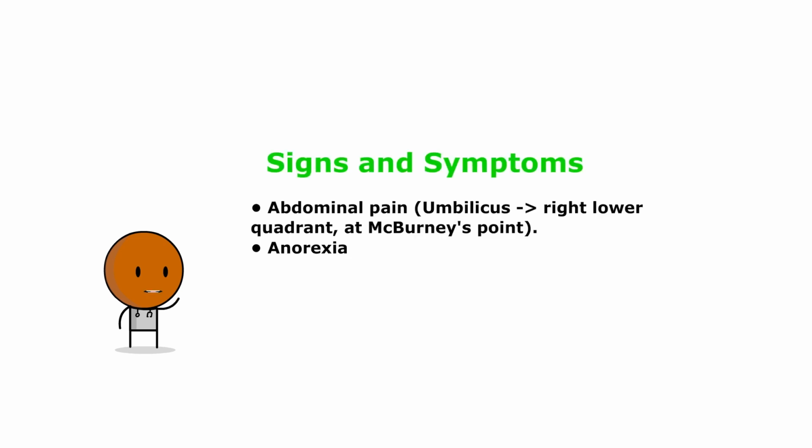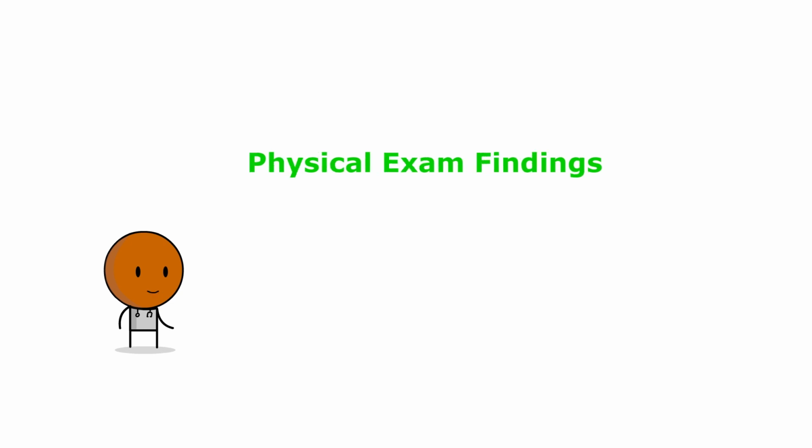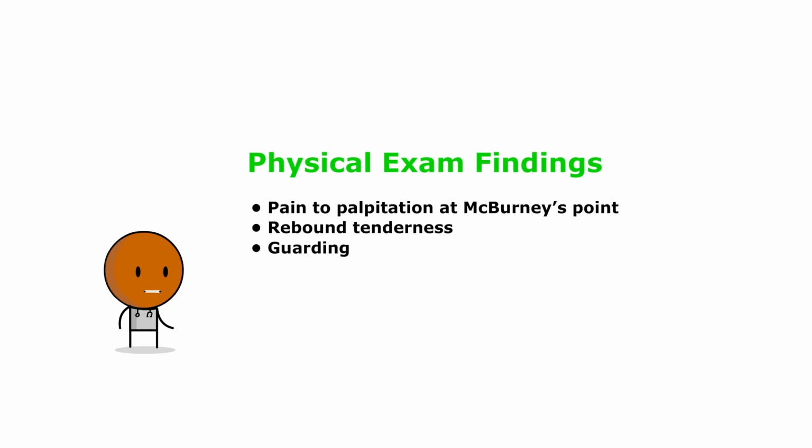Now, what other symptoms might patients have? Anorexia, nausea, vomiting, fevers, obviously the right lower quadrant abdominal pain, sometimes an elevated white blood cell count. But what physical exam findings will the patient have? They obviously have pain to palpation at McBurney's point. Sometimes they may have some rebound tenderness or guarding. They may have a psoas sign, or an obturator sign, or a Rovsing sign.